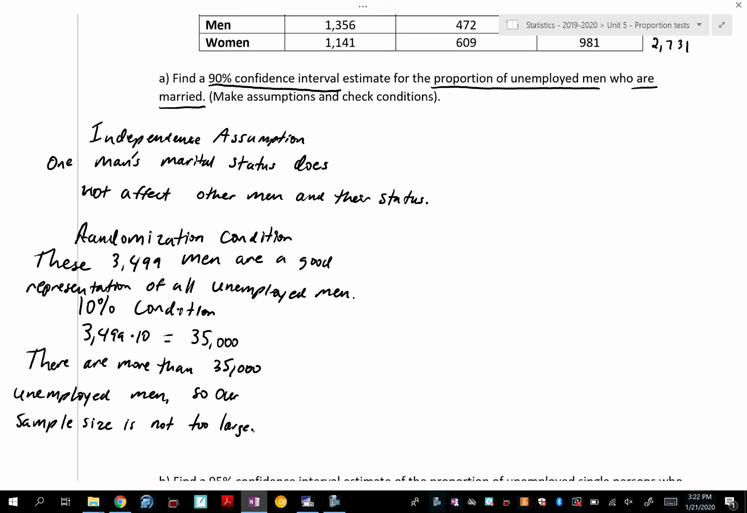Okay, who has questions about, sorry, Edgar? This one? There are more than 35,000 unemployed men, so our sample size is not too large. I just apologize, okay? I'm so sorry.